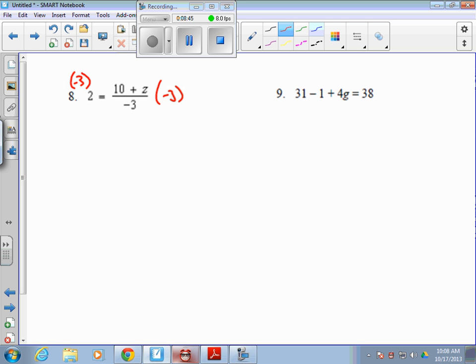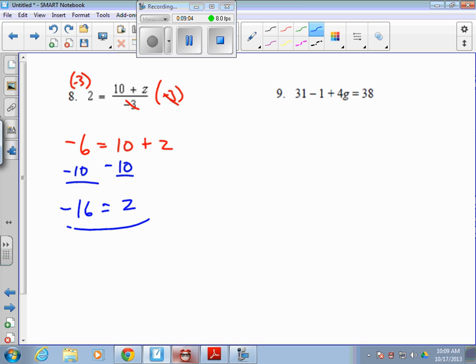So undo the fact that this says over negative 3, or divided by negative 3, by multiplying by negative 3. If you do it to the right side, multiply the left side by negative 3. Negative 3 times 2 is negative 6 equals, this will cancel and simply leave you with 10 plus z. Get rid of that plus 10 by subtracting it. Do likewise to this side. Negative 6 minus 10 is negative 16 equals 10 minus 10 will cancel and leave you with z equals negative 16.